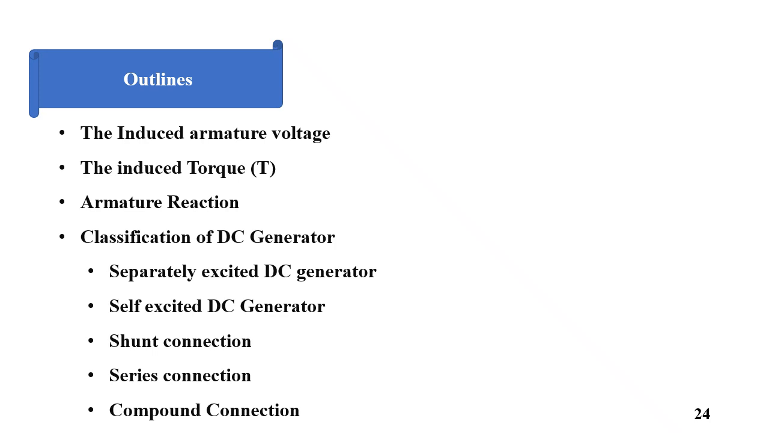In the second part of this lecture, we will continue with the induced armature voltage, the induced torque, armature reaction, and the classification of DC generators: separately excited DC generator, self-excited DC generator, shunt connection, series connection, and compound connection.